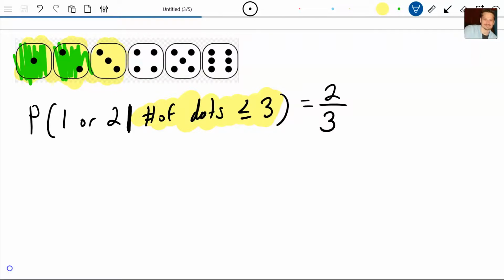So these are some of the underlying concepts behind conditional probabilities. You have a reduced sample space, and then you calculate a probability based on that smaller sample space.